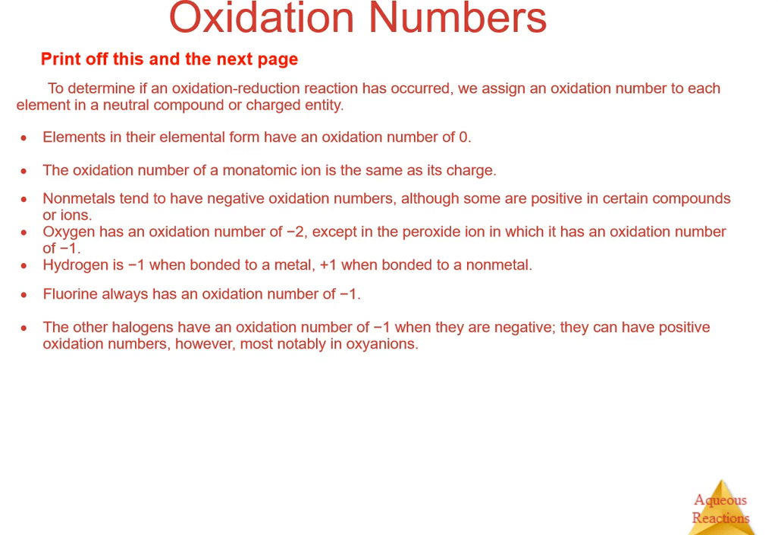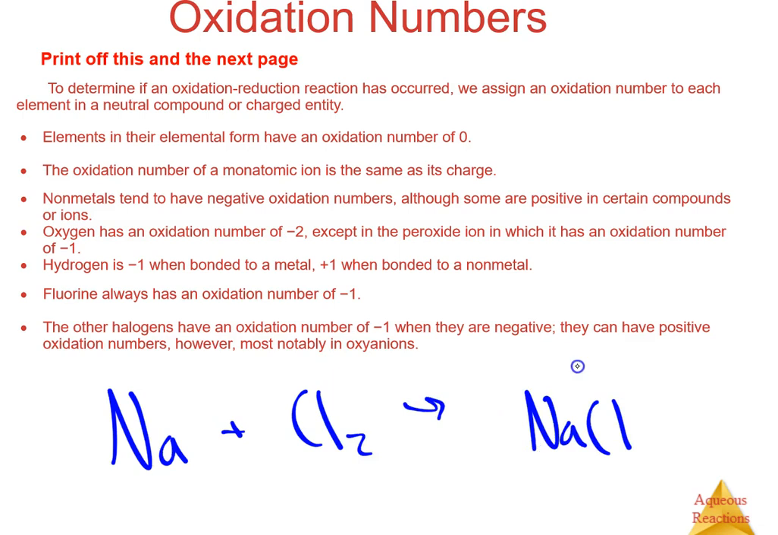So these rules will help us to determine these numbers and to do these things quickly. So to determine if an oxidation-reduction reaction has occurred, we assign an oxidation number to each element in a neutral compound or charged entity. So these rules, here we go. Elements in their elemental form have an oxidation number equal to 0. So just a simple reaction is like Na plus Cl2 goes to NaCl. This is a very simple redox reaction.